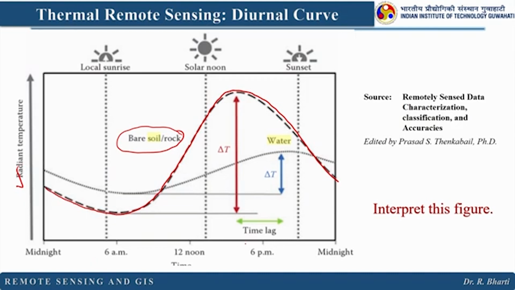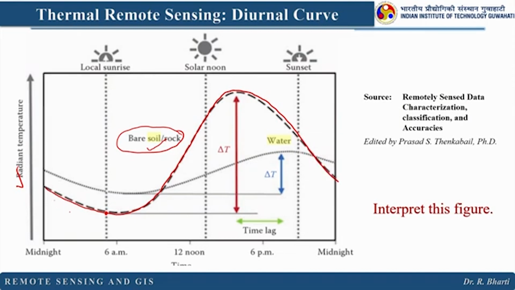And this is diurnal, so it is for only one day. Now we have started from midnight, and here during the sunrise the temperature of this particular material, bare rock and soil, was low, but as we heated through our solar radiation, it has increased in the afternoon, right? But again, as the sun is setting down, the temperature is also going down because the source of energy is not available, right?